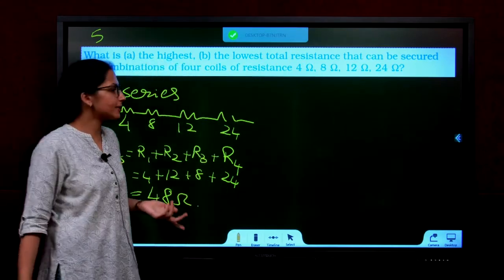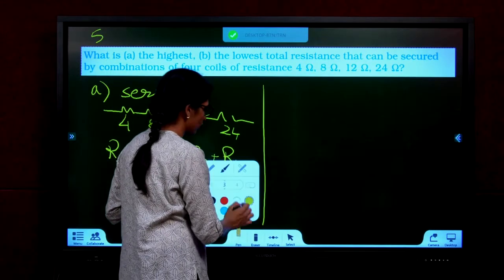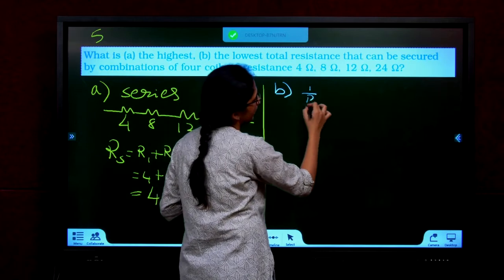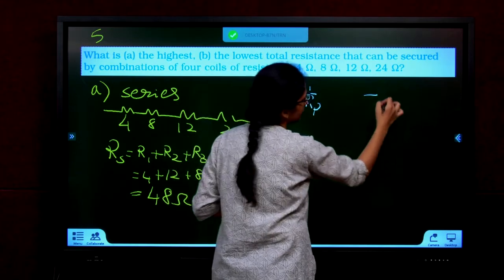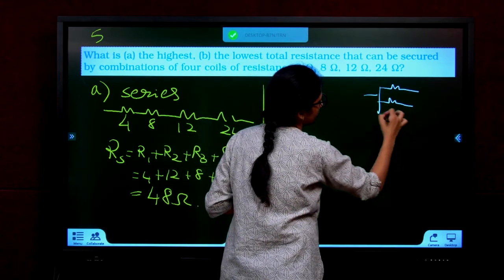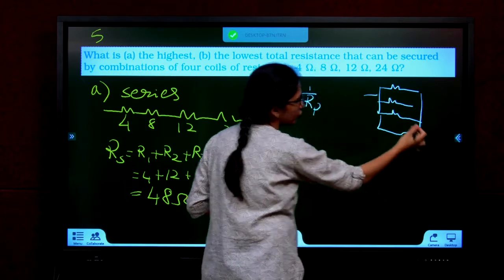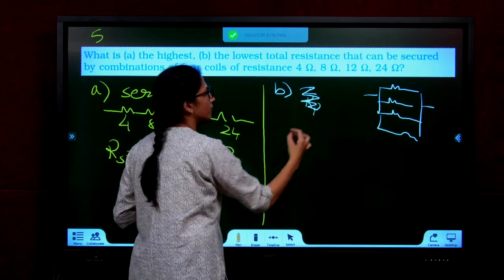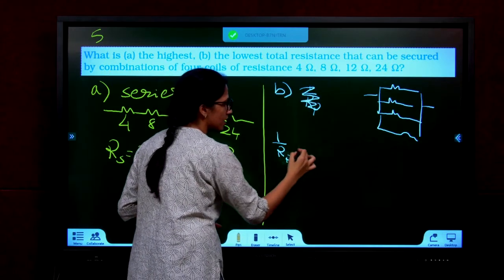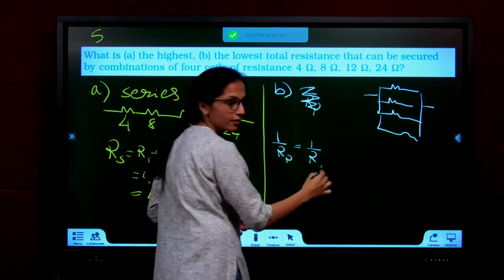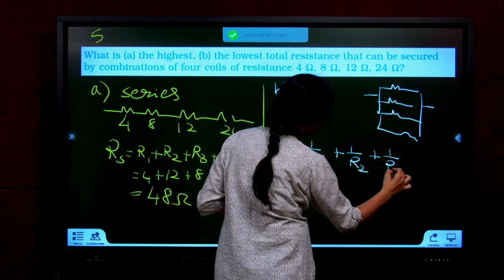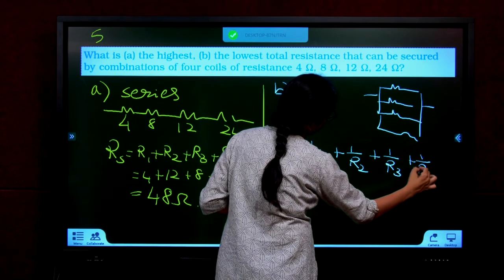Now, when is it possible to get the lowest resistance? Least resistance means parallel combination. So, next write down, connect them in parallel combination. So, you will get 1 by Rp. You can draw the circuit here, please. Please fill up the values. I am not going to do it. So, 1 by Rp is 1 by R1 plus 1 by R2 plus 1 by R3 plus 1 by R4.